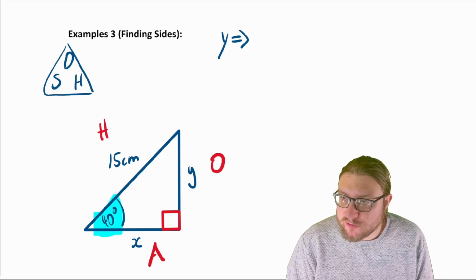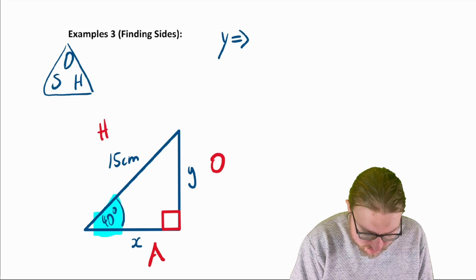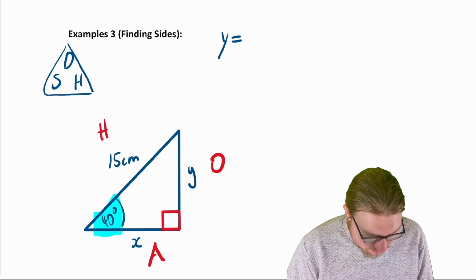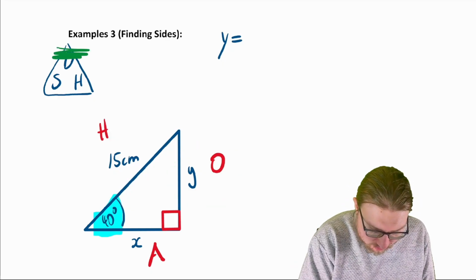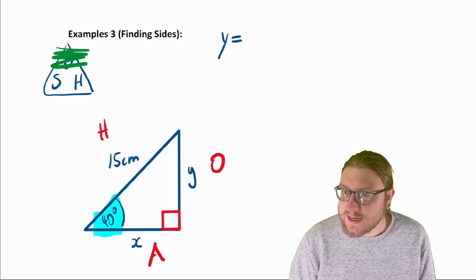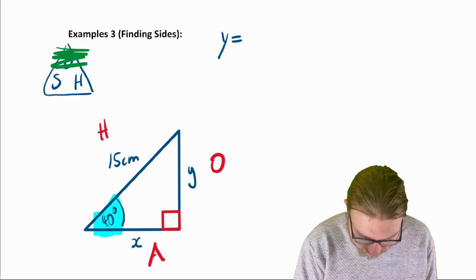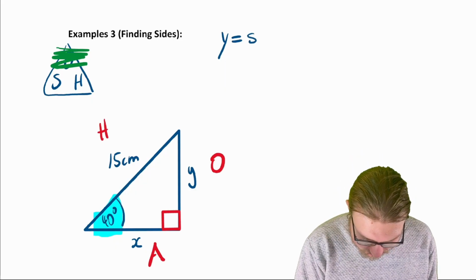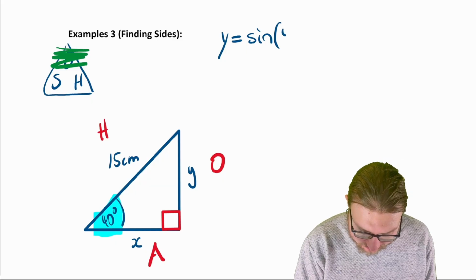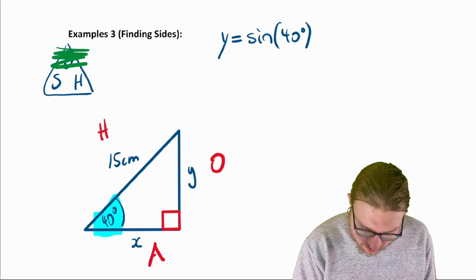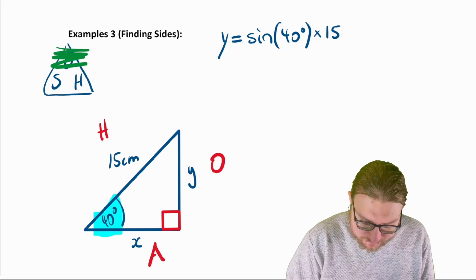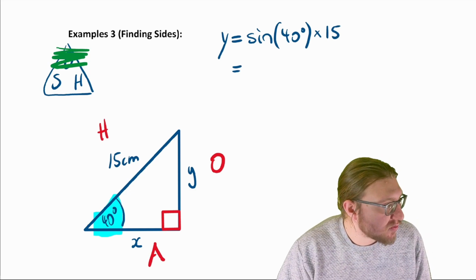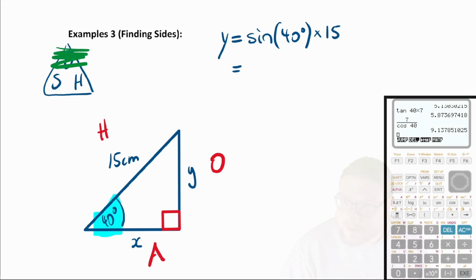The triangle that has O and h is SOH. Now, if we want to find out what y is, then we need to cover up the one that we need. So O in this case. Let's cover O, and what's left? S times h. So we're going to get sine of the angle, 40 degrees, multiplied by the hypotenuse, which is 15. And we're done. No algebra needed. One-step answers. Yeah, so let's put this in the calculator.